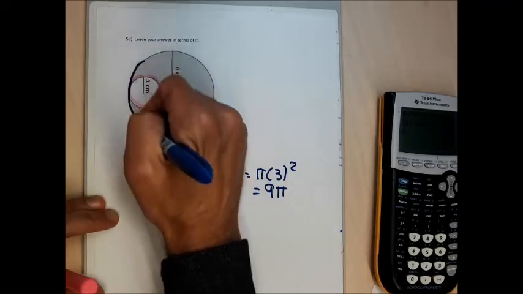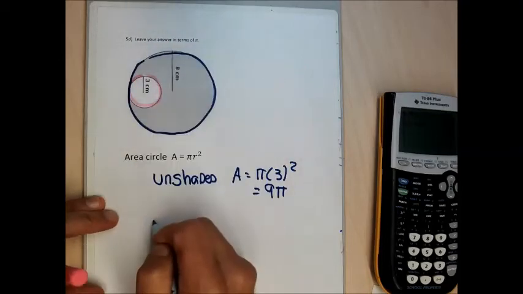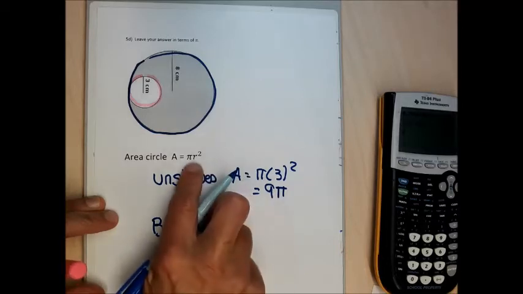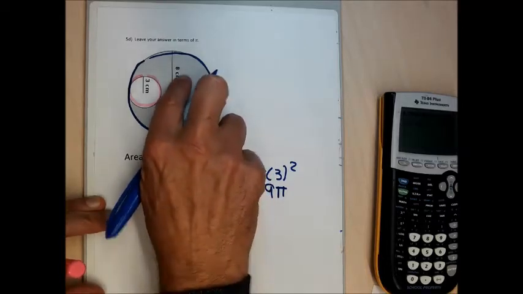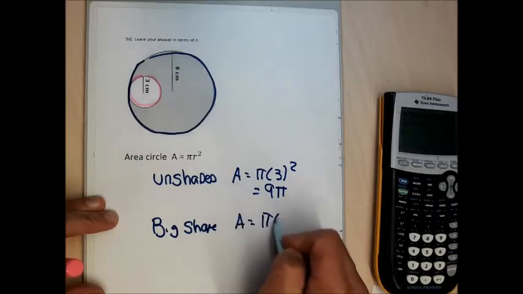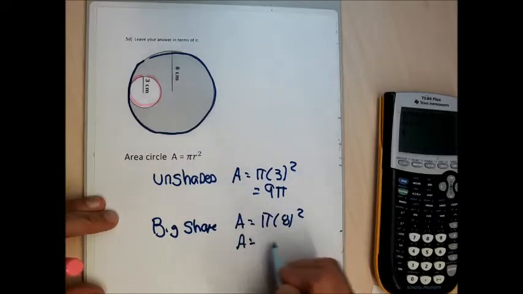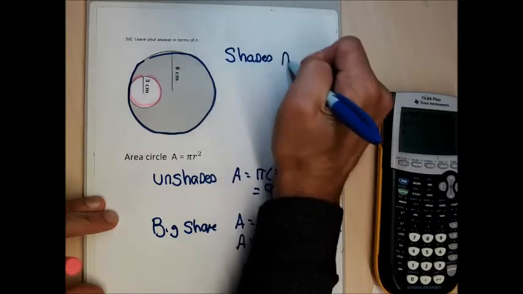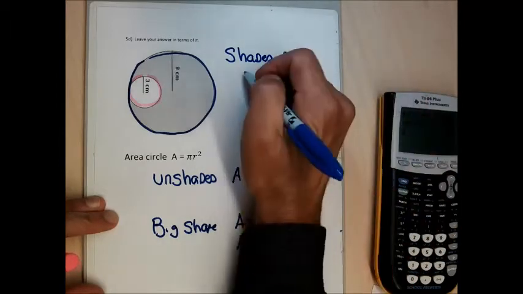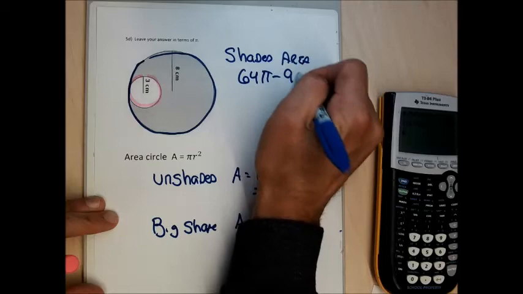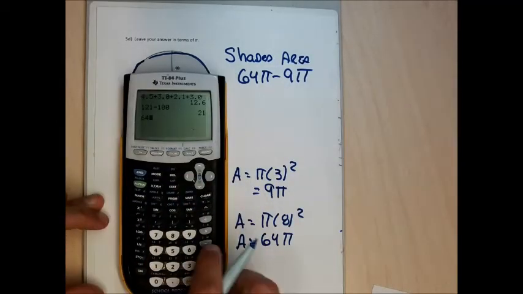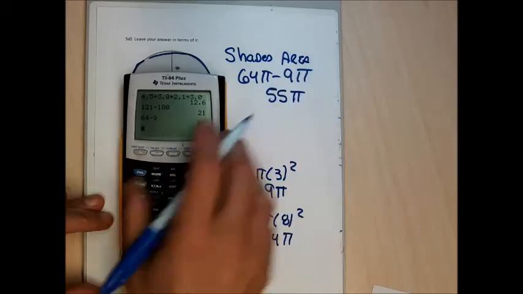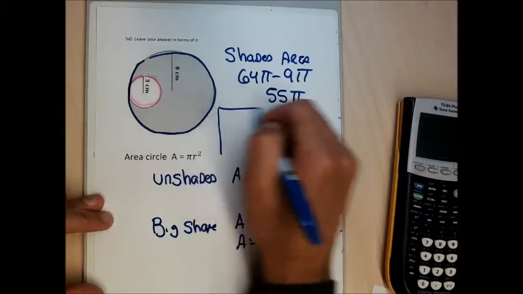Then I'm going to do the area of the big shape. That big shape is also a circle, so I'm using the pi r squared formula. In that big shape, the radius is 8. So my area is going to be pi times 8 squared, which is going to be 64 pi. And then what I need to find is the shaded area. And I get that by taking the 64 pi minus the 9 pi. I really just have to do 64 minus 9 because the pi is going to stay. The numerical part of my answer is 55 pi. When I go to write my answer, I need units.